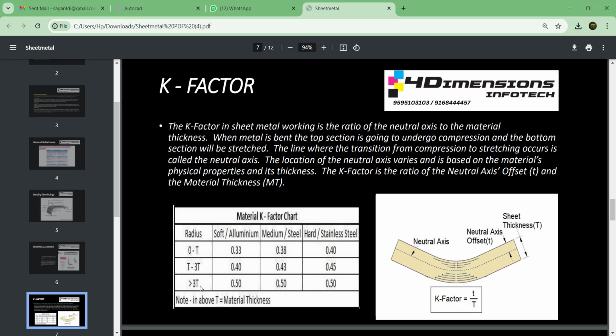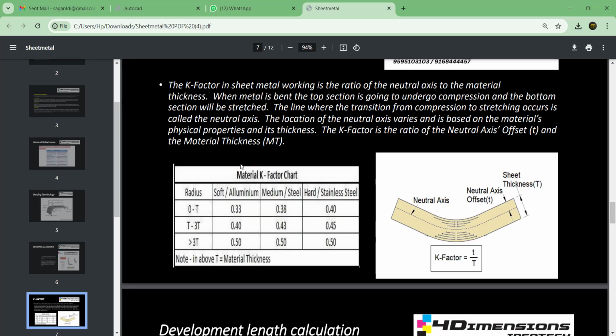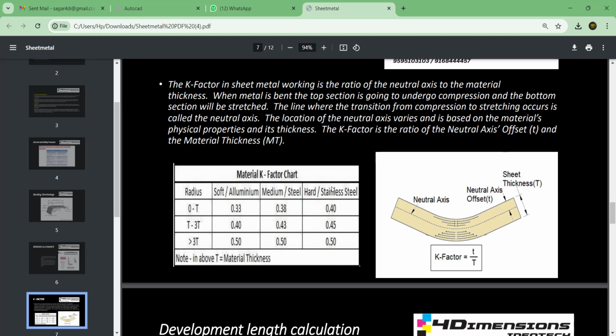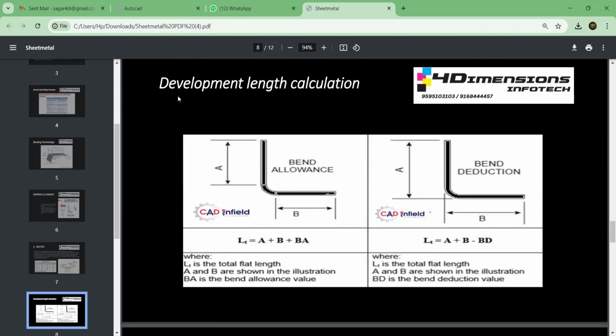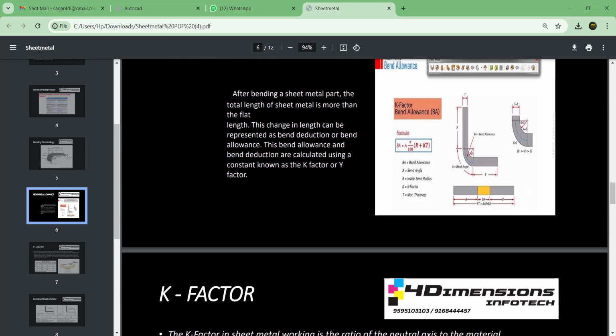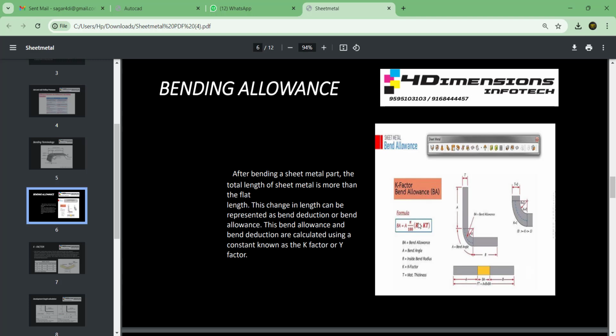If the radius is going to be above 3 times the thickness, then aluminum, mild steel and stainless steel, all three materials will have the K factor as 0.5. So all the things are dependent on material properties for K factor as well as the metal thickness. So why is the K factor very important here? It is because we are going to find development length, and in development length calculation bending allowance is required. So to find out bending allowance, you can see here K factor is a must.